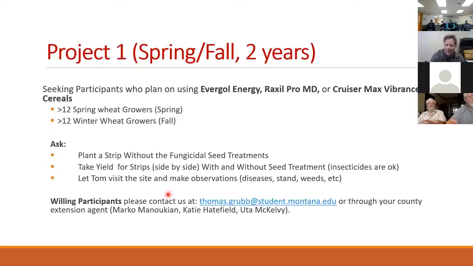All we're asking is that we're looking for somebody who's willing to plant a strip without the fungicidal seed treatment. You can use an insecticidal seed treatment throughout everything, but we want people to plant a strip without the fungicidal seed treatment, and then harvest that strip and a neighboring strip with the seed treatment and take it to the elevator and get it measured to get an accurate yield estimate for both.